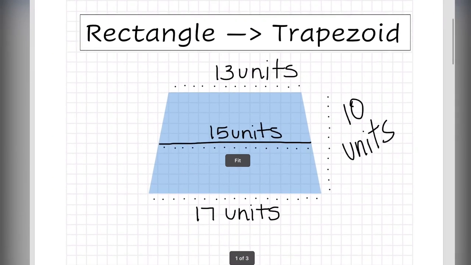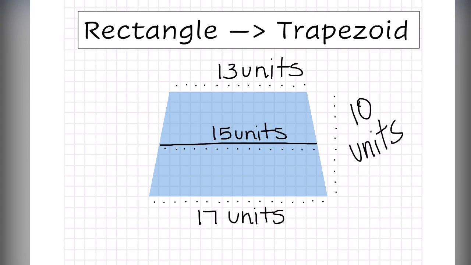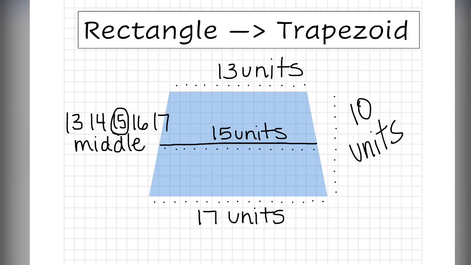One way is to list out the numbers in consecutive order. That's only if the number gap is small. In this case, it's pretty small. 13, 14, 15, 16, 17. What's in the middle? 15. But that's probably not going to be easy to do if you had to list out 100 numbers.